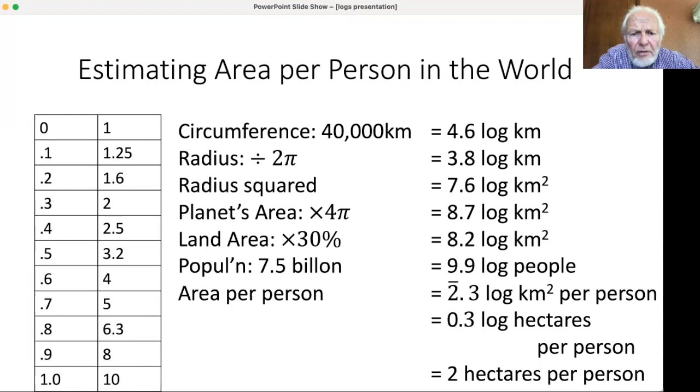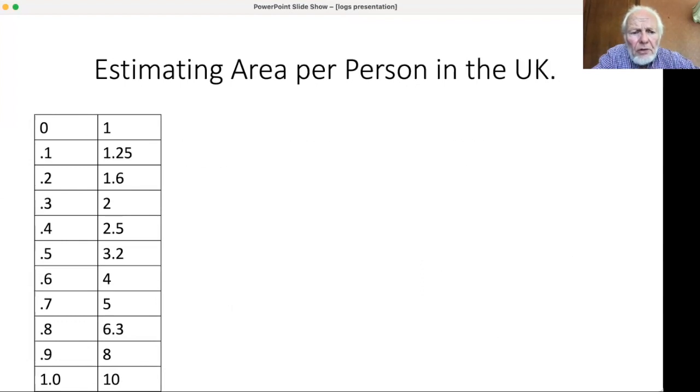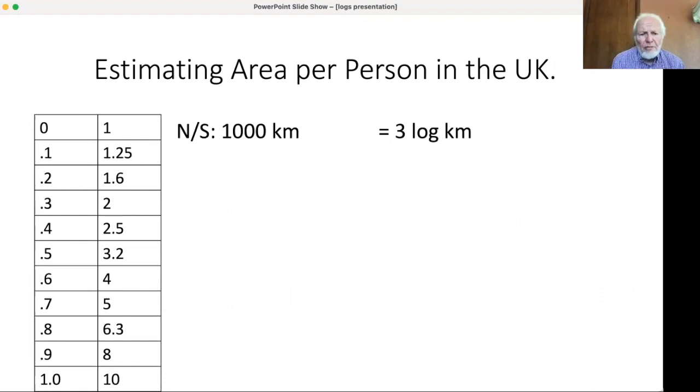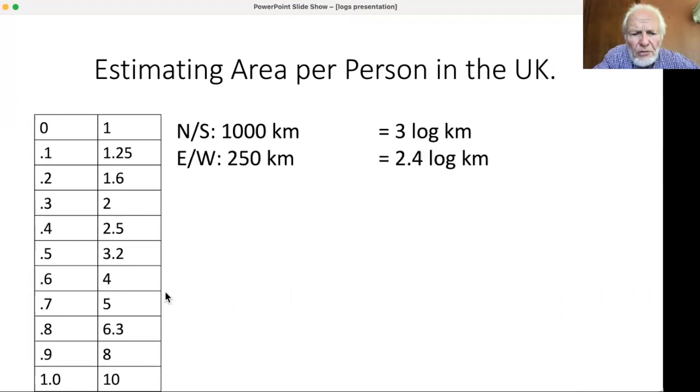Okay, let's do it again for the UK. It's quite interesting, actually. So what do we know about the UK? Well, I happen to know that it's 800 odd miles if you cycle from Land's End to John o' Groats. Well, that'll be a huge overestimate of the north-south as-the-crow-flies distance. Let's call it 1,000 kilometers. So that's 3 log kilometers. The width is quite tricky, isn't it? It's sort of trapezium shaped. It's much narrower at the top and the bottom, but let's call it 250 kilometers. That's 2.4 log kilometers that way. So the area is 5.4 log kilometers squared.